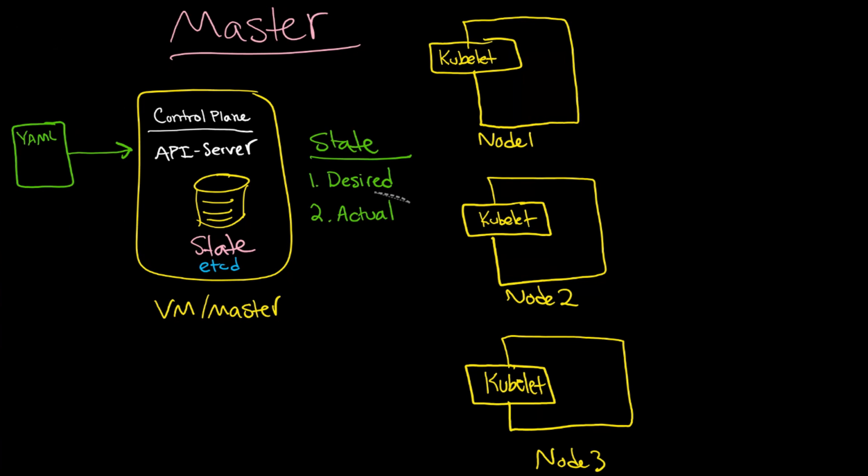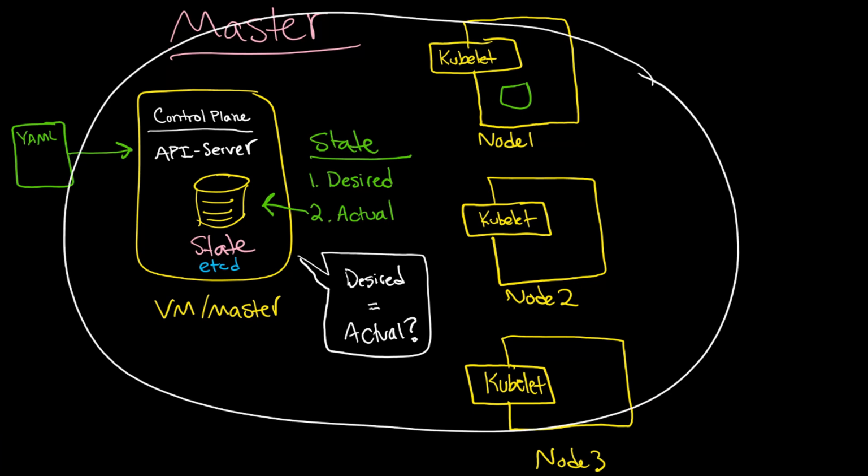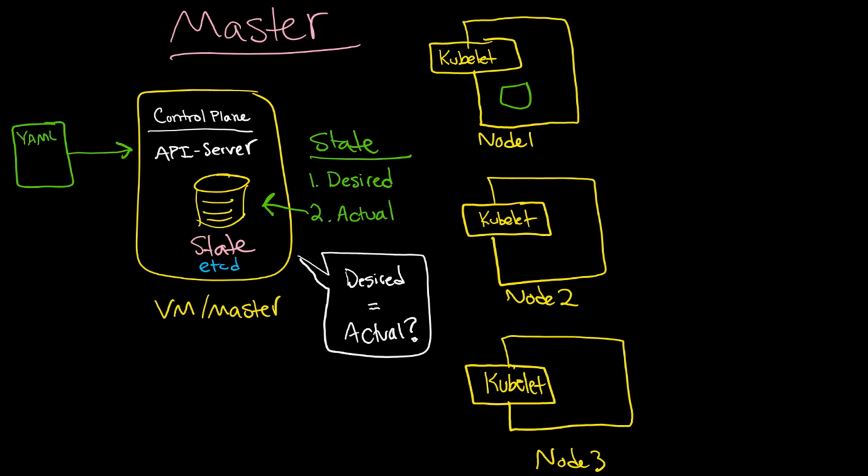But the actual state, the real state of the running pods, may not actually match the desired state, and the actual state is found in the etcd database. And the main purpose of the master is to determine, is the desired state equal to the actual state? Most, if not all, of the components of Kubernetes are constantly trying to figure out that question.